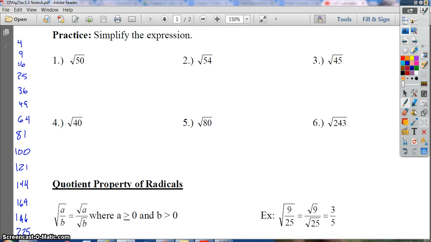the square root of. Like the square root of 4 is 2. The square root of 9 is 3. The square root of 16 is 4. The square root of 25 is 5. Those are the numbers we want to make this into.